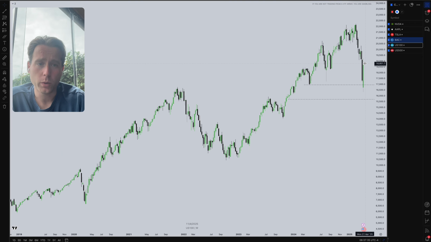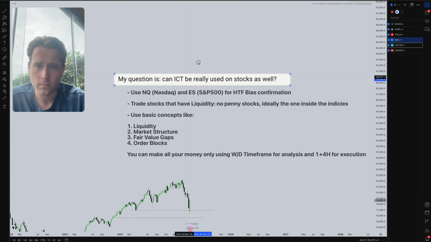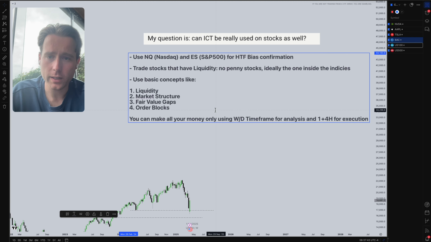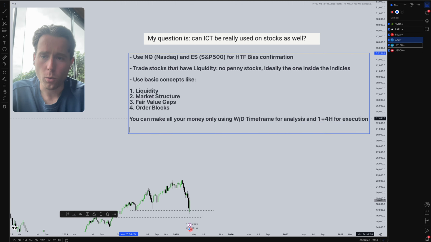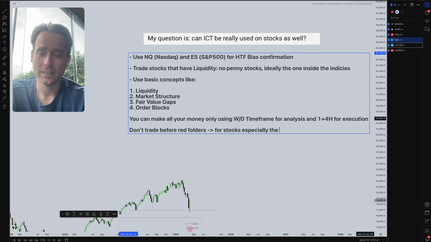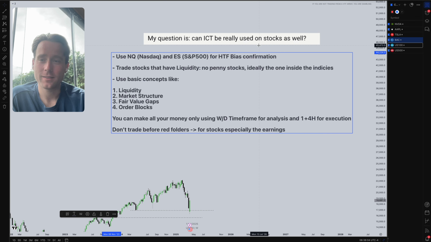So now we know, okay, we can use ICT concepts on stocks. That's awesome. We know we use NASDAQ and ES for higher time frame confirmation, trade stocks to liquidity. And let's do one more framework. Don't trade before red folders for stocks, especially the earnings. And there you have it. How to trade stocks with ICT.